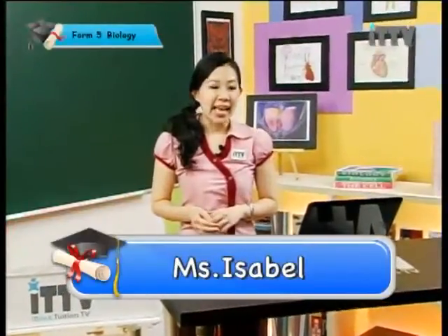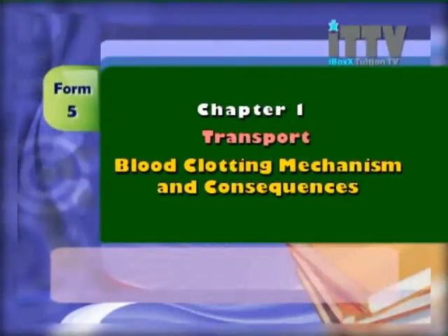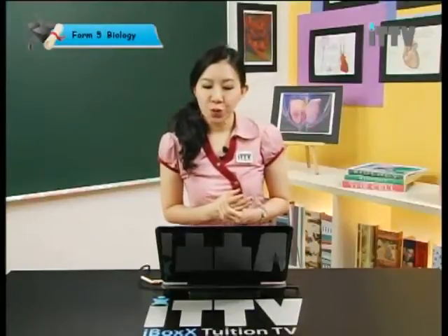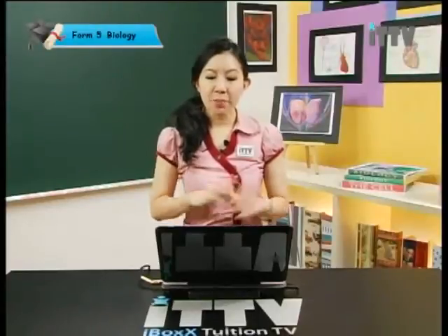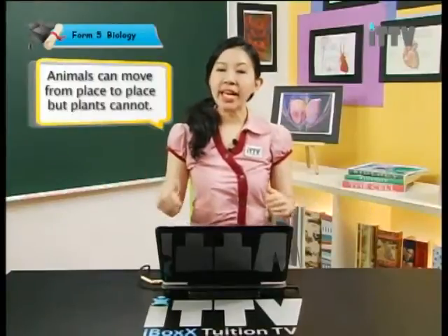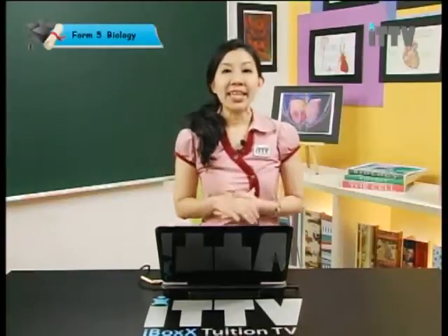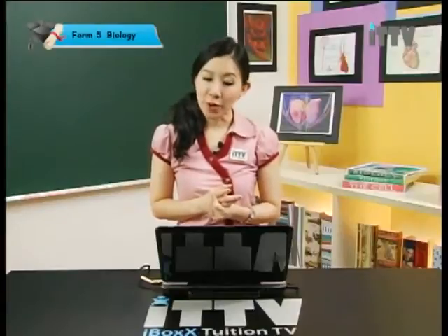For today's lesson, let's look at transport in lesson 7. Well, other than not being able to synthesize our own food, what is one other distinct characteristic that makes humans and most animals different from plants? Yes, you're right again. We can move from place to place, but plants simply cannot. Now for today's lesson, let's look at blood clotting mechanisms and the consequences.